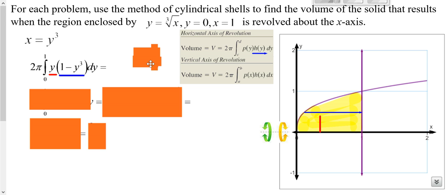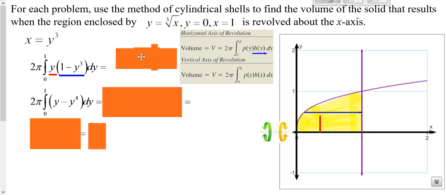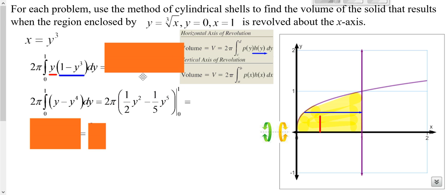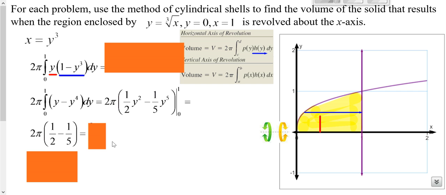Well, all we have to do now is simplify this a little bit. We could distribute through. Now it's in a form that's easy to integrate. Plug in our 4 minus what you get when you plug in 0, and we get 3 pi over 5.